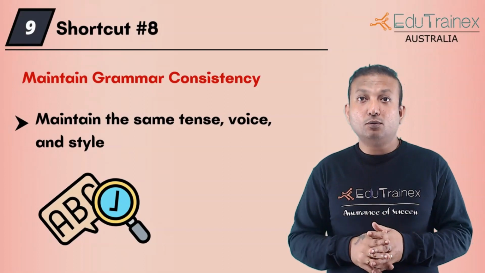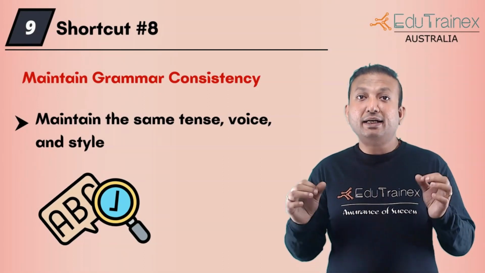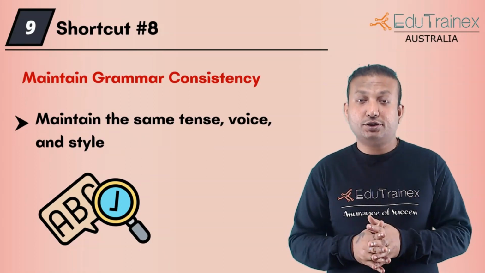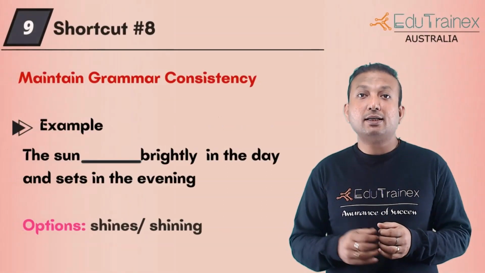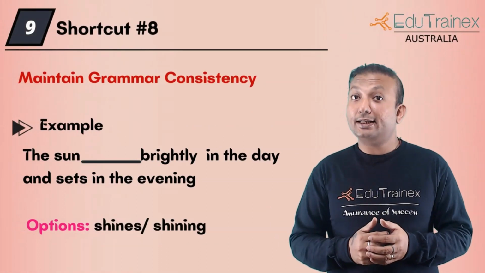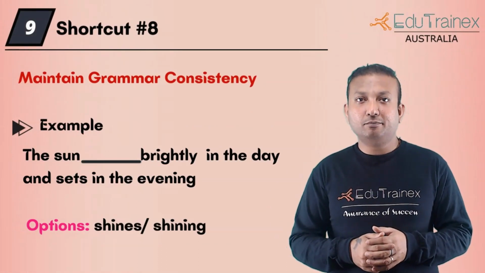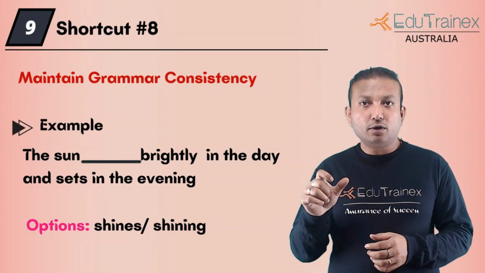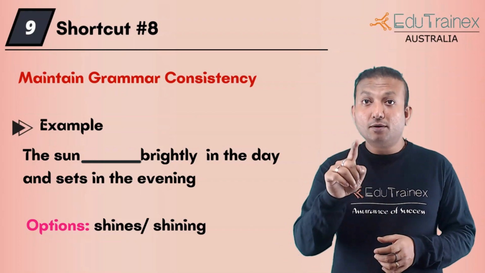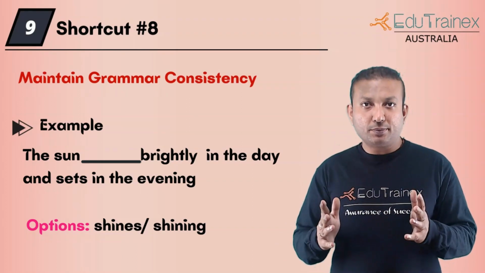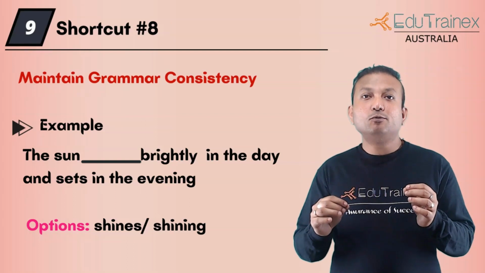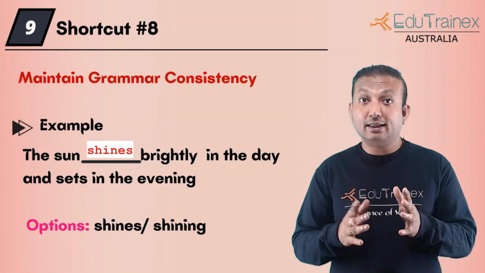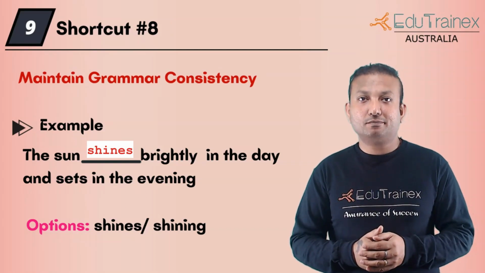The next shortcut is about maintaining the consistency of grammar in the sentence. Make sure the word you choose for the blank maintains the same tense, voice, and style as the rest of the passage. For example, the sun dash brightly in the day and sets in the evening, and the options are shines and shining. Notice the word sets. It is in verb form 1, which is simple present tense. So that exactly will also be the form of the first blank, which is shines. And that will be the best answer here.